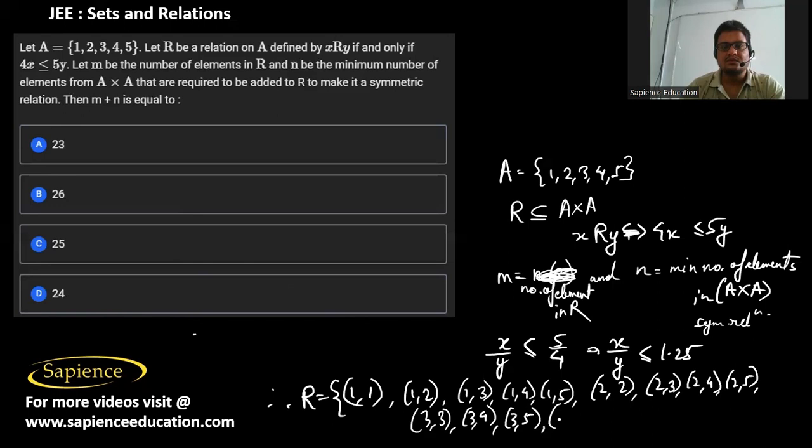And with 4, (4, 3) we cannot take, since 4 by 3 is 1.33, which is more than 1.25. So (4, 4) we can take, and (4, 5) we can take. And with 5, (5, 3) we cannot take, but (5, 4) we can take.